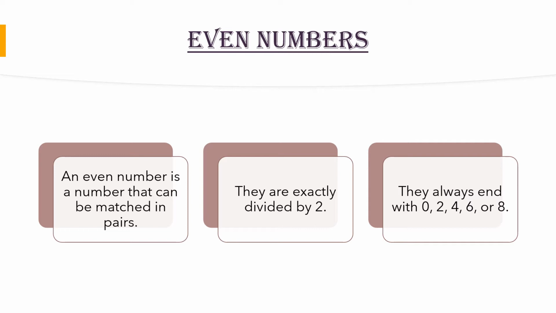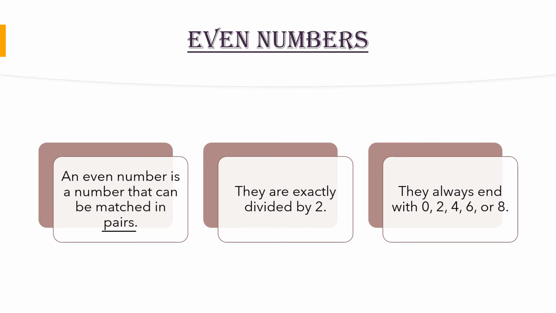An even number is a number that can be matched in pairs. Okay, what is a pair? Pair means a set of two things or a group of two things. So what does this point mean? This means that if I have a number, whether I can divide that number into pairs or not without leaving a single digit or without leaving a single thing.